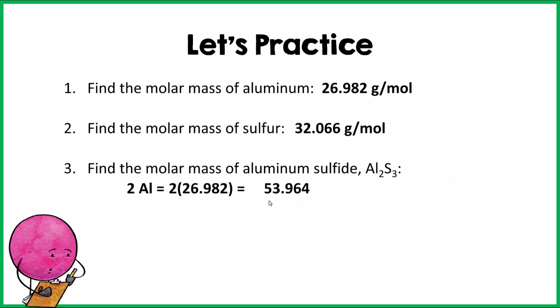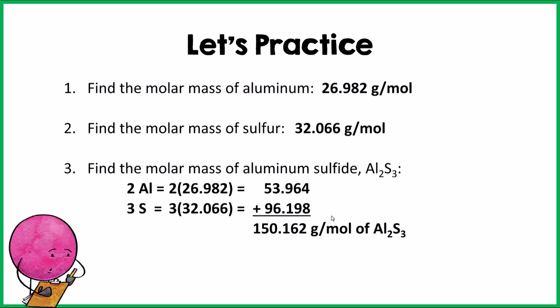Al2S3, is 2 aluminum atoms, so 2 at 26.982 grams gives us 53.964. And 3 sulfur atoms gives us 3 times 32.066, or 96.198. Add those together and we get a molar mass for aluminum sulfide of 150.162 grams per mole.